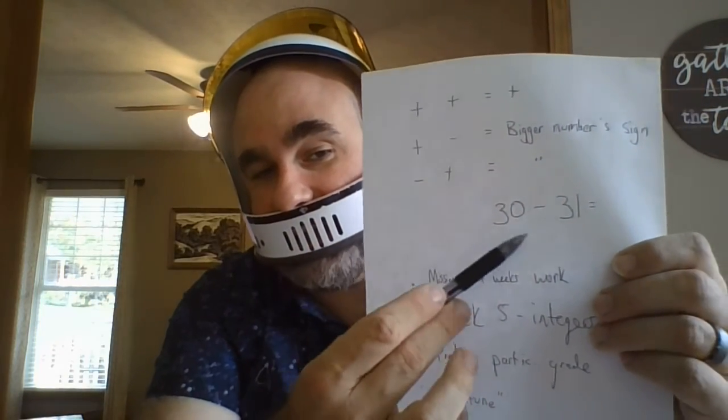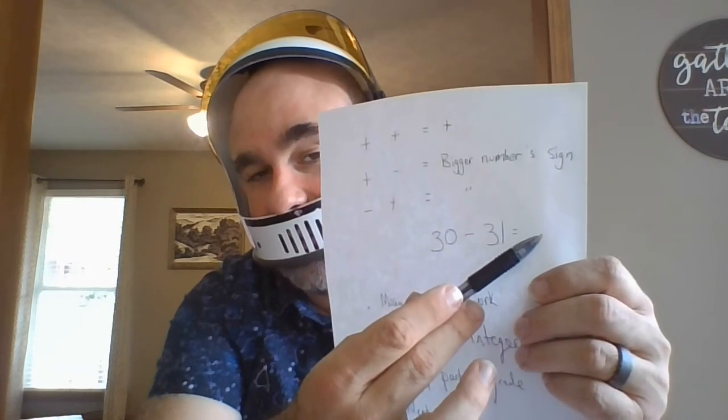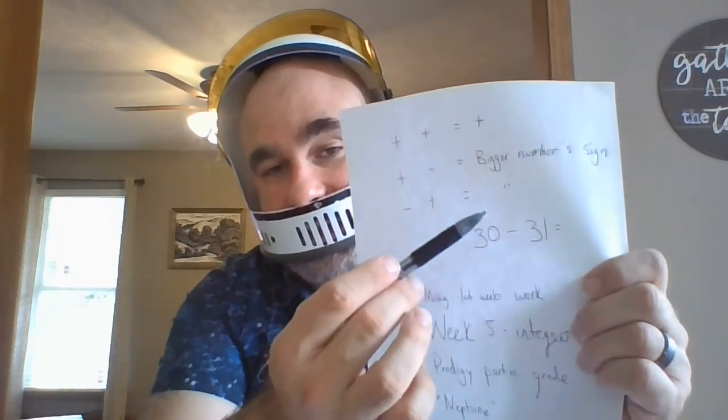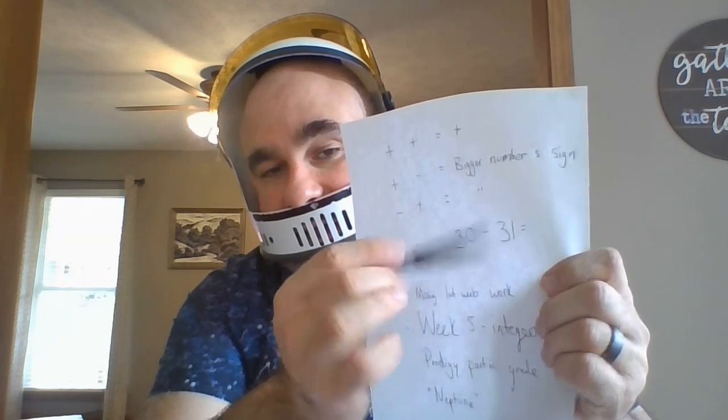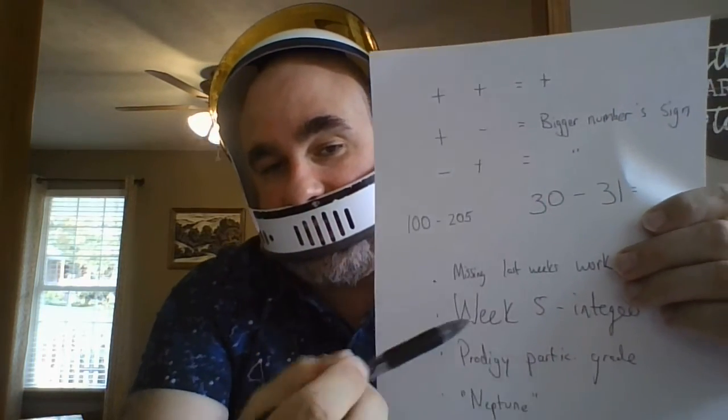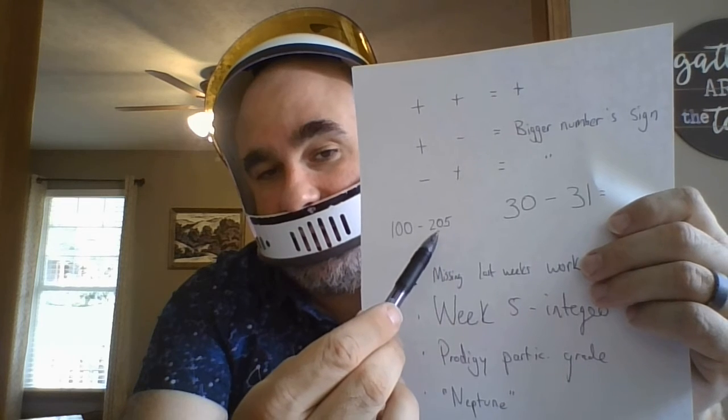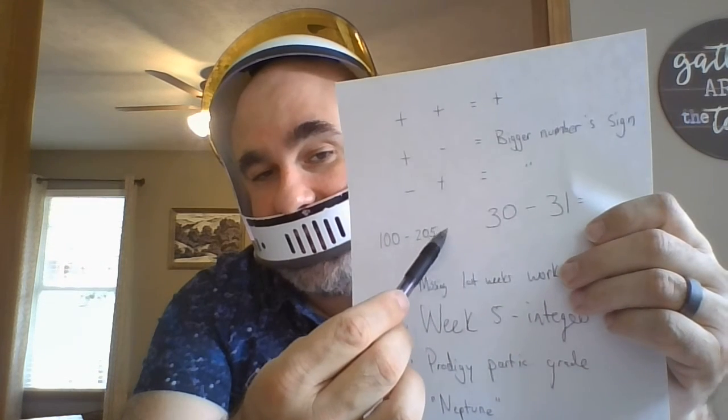So if it's 30 minus, let's say 31, 31 is bigger and it has a minus sign in it, so your answer is going to be a negative number. So the bigger number sign is the sign that you're going to use. So for instance, we'll do another one, 100 minus 205. Your answer, because 205 is bigger and it's a negative, your answer is going to be a negative number.